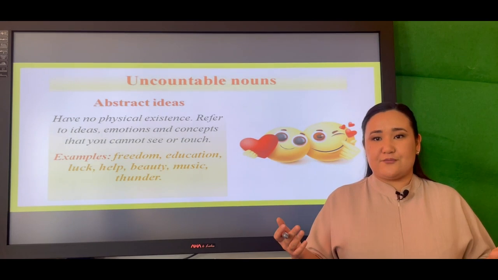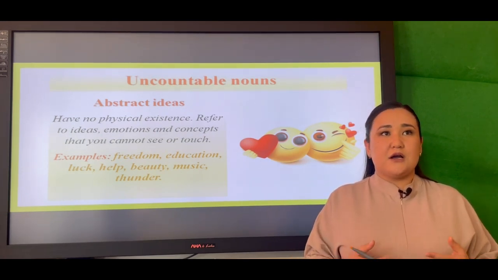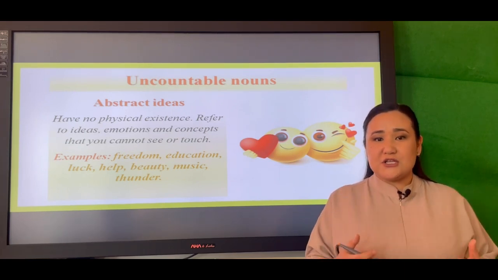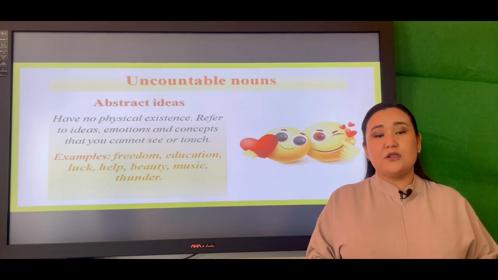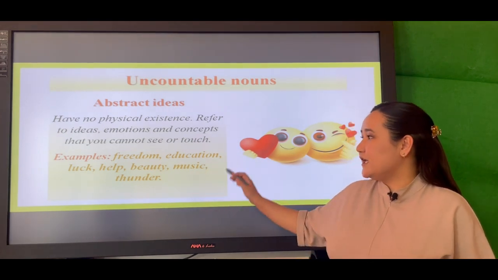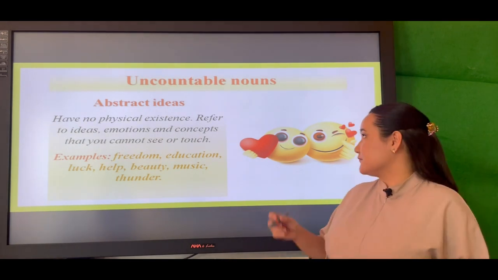For example, love. We cannot count love. For example, we cannot say 1 love, 2 loves. We cannot touch love, and we cannot hear love. So love is an uncountable noun. For example, here we have freedom, education, luck, health, beauty, music, thunder.